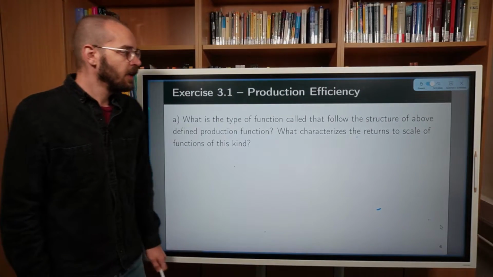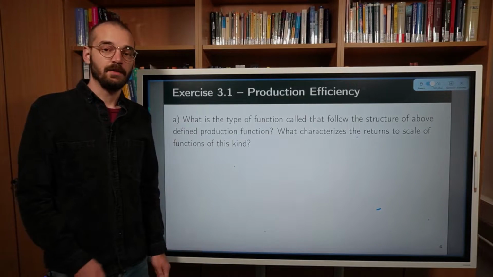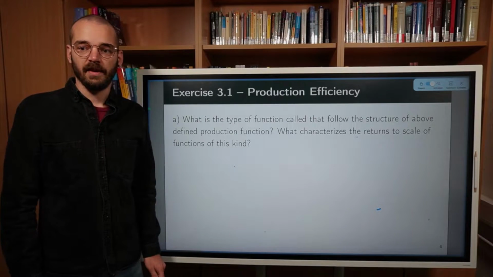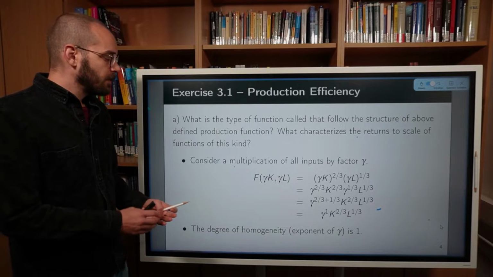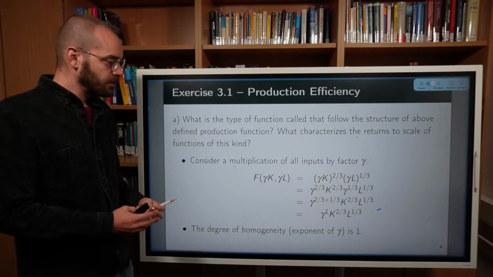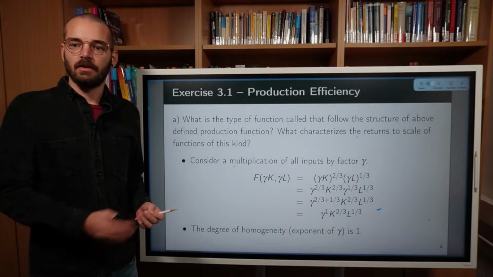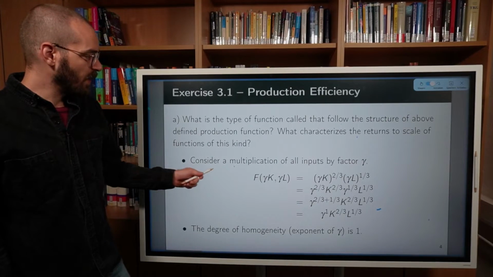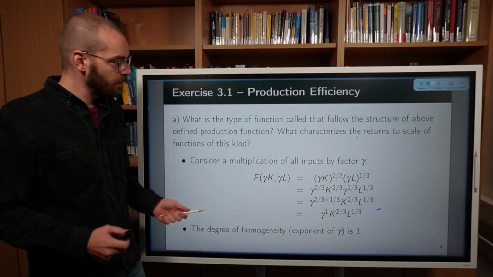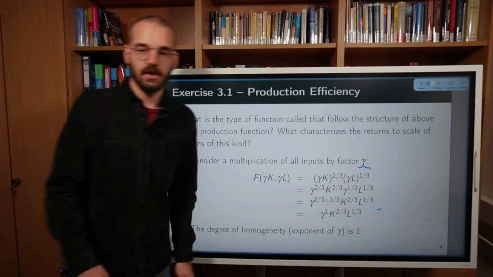All right. So in what world do we live in, given the production function that we defined in the exercise we are discussing right now? In order to find out whether we have increasing, decreasing, or constant returns to scale, we have to multiply our inputs by some factor. Let's name this factor gamma, just as we did before.